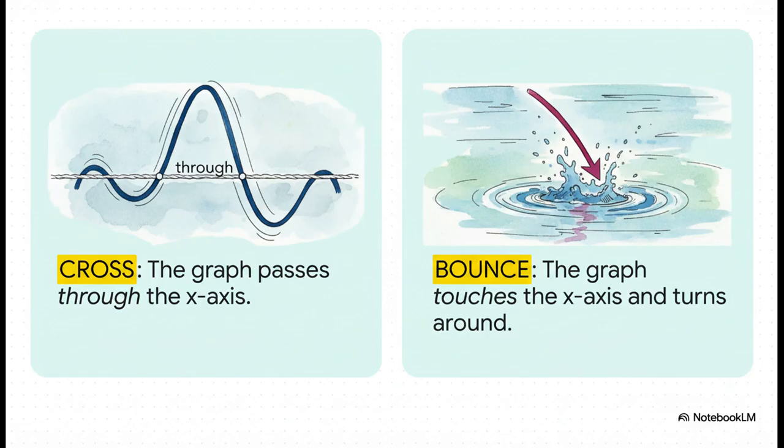So whenever a polynomial graph gets to the x-axis, at its roots or its zeros, it really only has two choices. It can slice right through it, which we call a cross, or it can just kind of tap the axis for a second and then boomerang right back in the direction it came from. We call that a bounce.